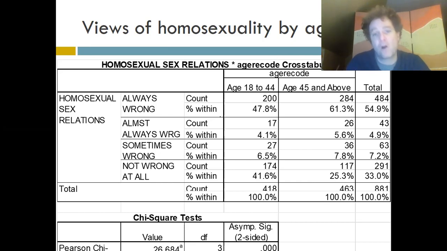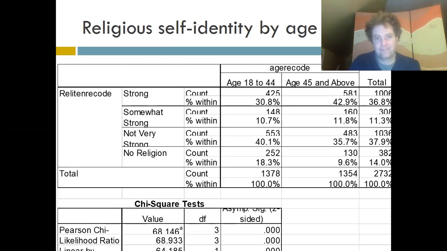Or we can go to not wrong at all, right? Over 45, 25% think it's not wrong at all, whereas younger than 44, 41% think it's not wrong at all. So age is definitely having an effect on people's views of homosexuality.